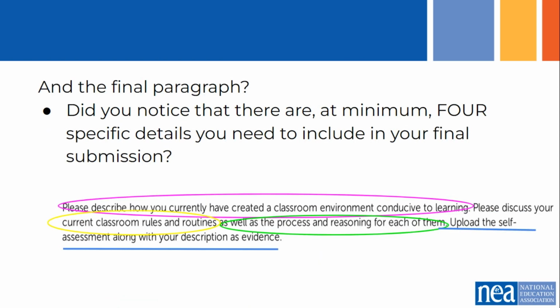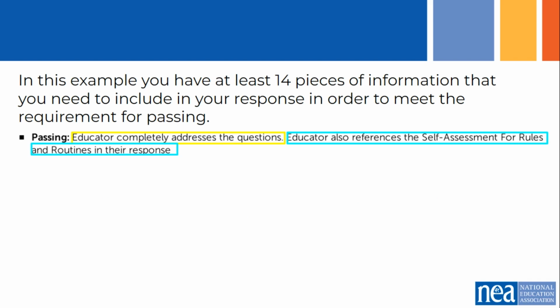And the final paragraph, did you notice that there are at minimum 4 specific details you need to include in your final submission? Again, highlighted in color here. In this example, you have at least 14 pieces of information that you need to include in your response in order to meet the requirement for passing.